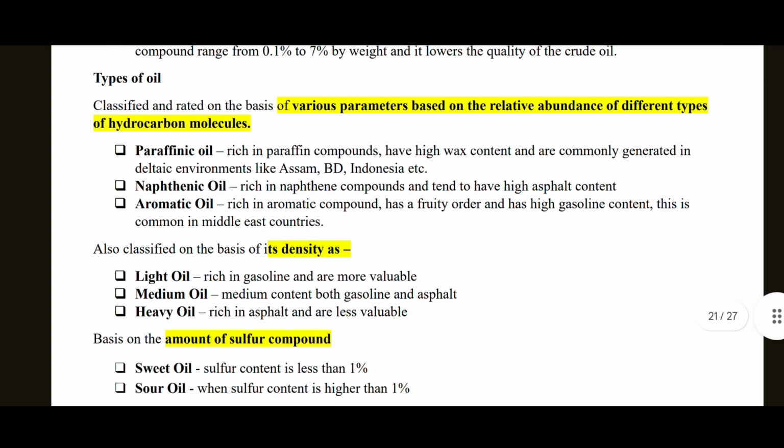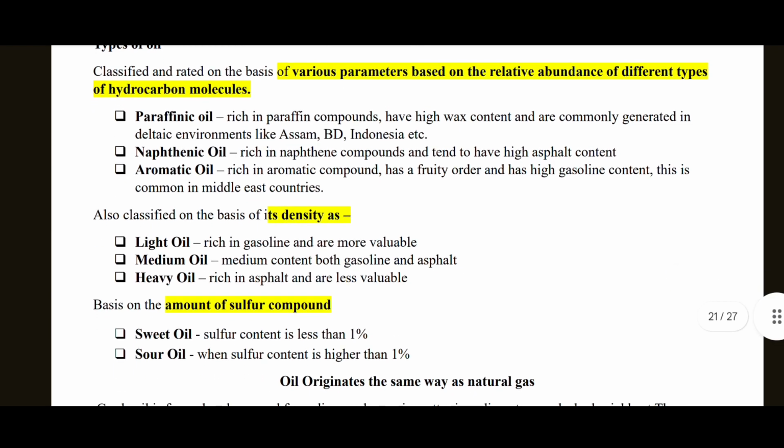So there are some major classifications of the types of oil. First of all, on the basis of the relative abundance of different types of hydrocarbon molecules, there are three types: paraffinic oil, naphthenic oil, and aromatic oil. Paraffinic oil is rich in paraffin compounds, has wax content, and is commonly generated in delta environments like Assam, Bangladesh, and Indonesia. Naphthenic oil, rich in naphthalene compounds, tends to have high asphalt content. Aromatic oil, which is rich in aromatic compounds and has a fruity odor, has a high gasoline content. This is common in Middle East countries, so aromatic oil is generally found in the Middle East.